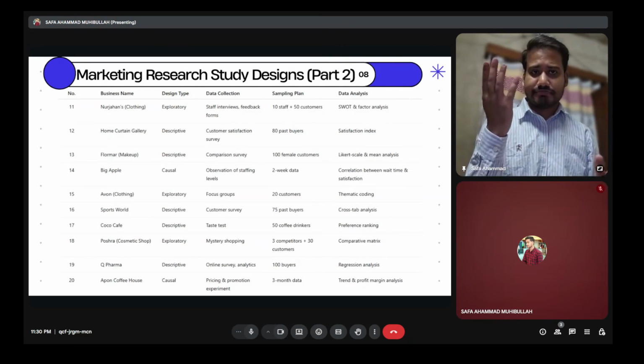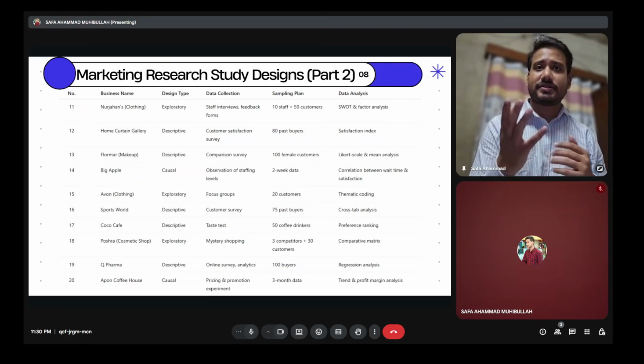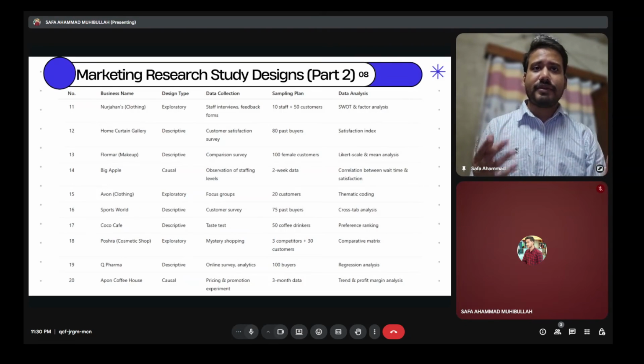As we can see, there's Nurjahan clothing, and my suggested design type was exploratory. The data collection I suggested is staff interview.